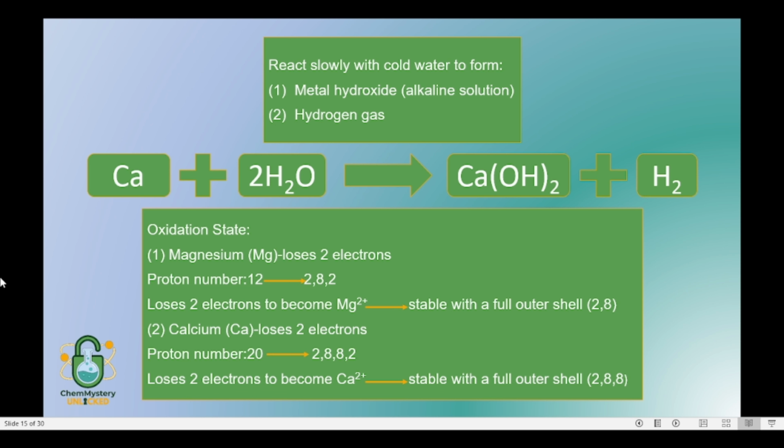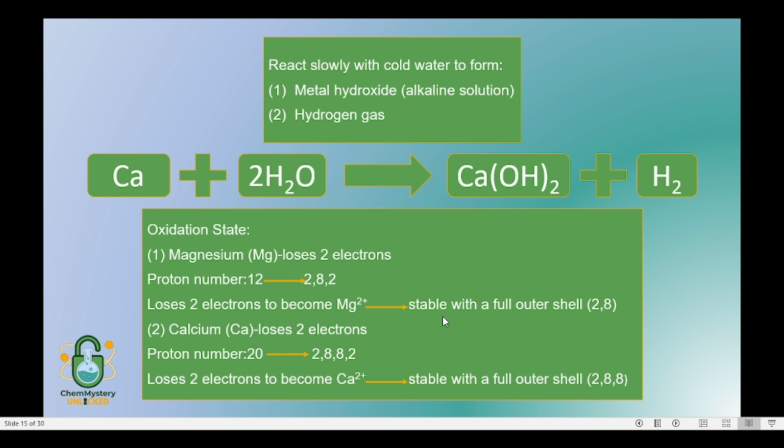Now, let's move on to the electronic configuration of this. 2 electrons in the first shell, 8 electrons in the second shell and 2 electrons in the third shell. So it is not stable. We have 2 electrons in the outer shell, so it is not stable. Therefore it loses 2 electrons to become Mg2+.